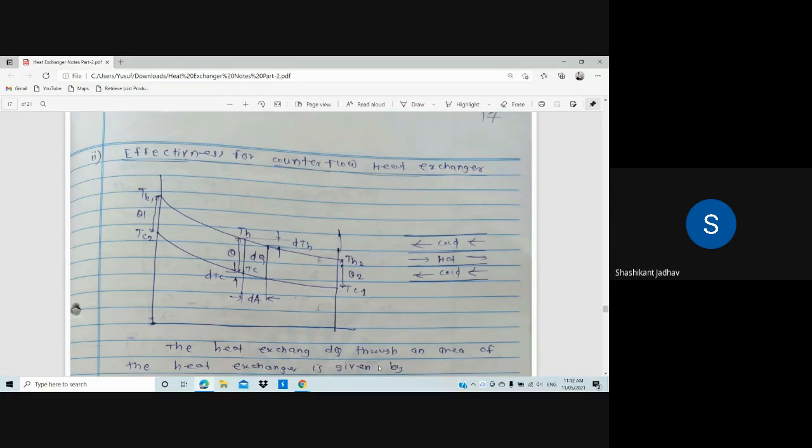Okay, so all of you draw this diagram. Already we have discussed these points in the derivation of the LMTD for the counter flow heat exchanger. In that manner we have to draw this diagram, the graphical representation and flow arrangement. After completion of the diagram, put a message in the chat box so that I will proceed.